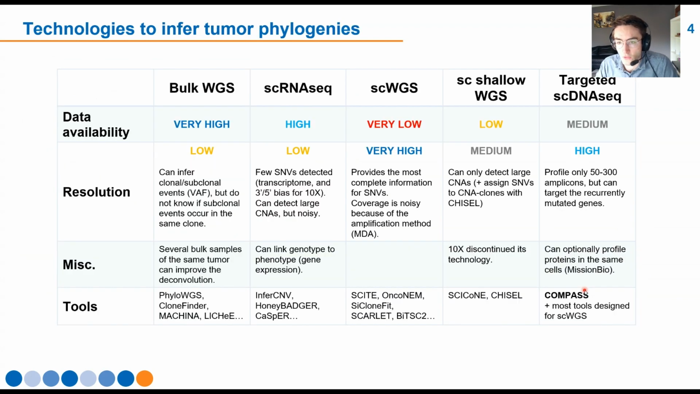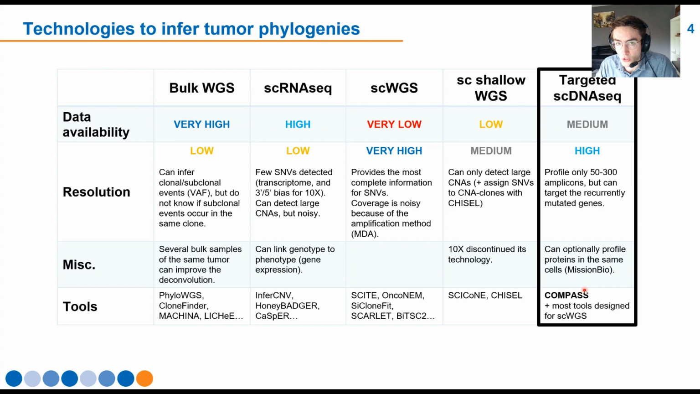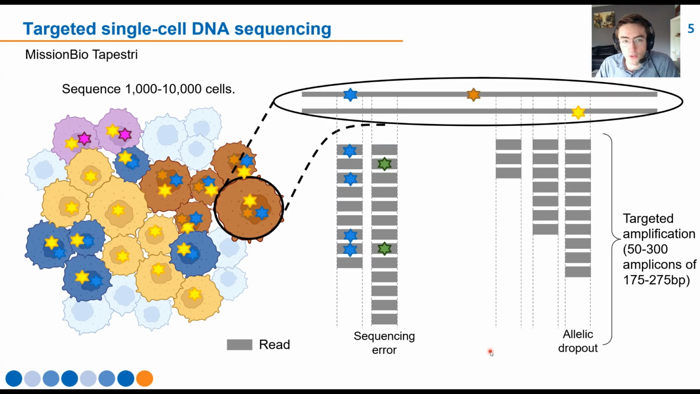Several technologies can be used to infer tumor phylogenies, but today I will focus on targeted single-cell DNA sequencing, which is becoming very popular since it provides a very high throughput while still giving enough information to reconstruct phylogenies. Most of the targeted single-cell DNA sequencing data currently available comes from the Tapestri platform from Mission Bio. With this platform, we can sequence thousands of single cells, and for each single cell, we start from only one copy of the genome, so we have to start by amplifying the DNA. And here, only some amplicons are used, so typically we use panels which have between 50 and 300 amplicons, and which target genes of interest.